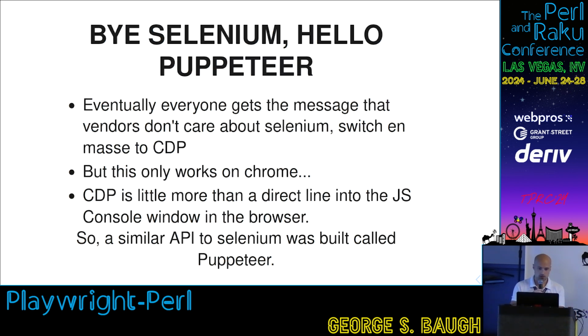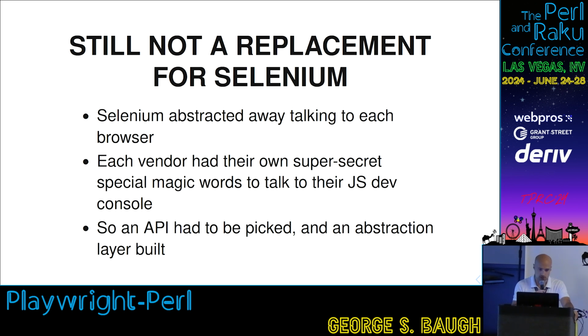But anyways, as I mentioned, this is not a full replacement for Selenium because Chrome DevTools protocol only works on Chrome. So each vendor had their own special little way of doing things. WebKit is slightly different from CDP. Firefox has, I believe it's called Marionette. And so somebody had to make an abstraction layer to talk to all three of these things.